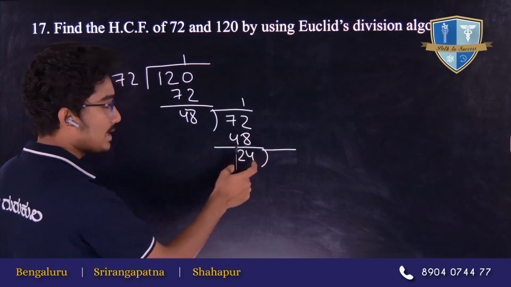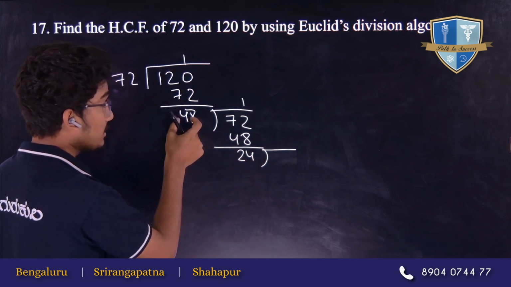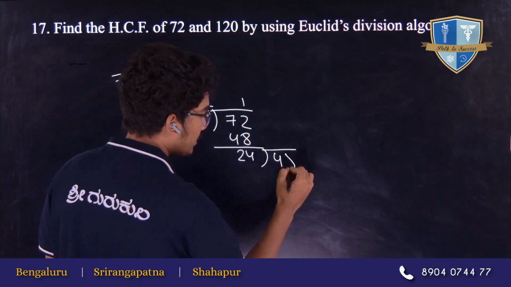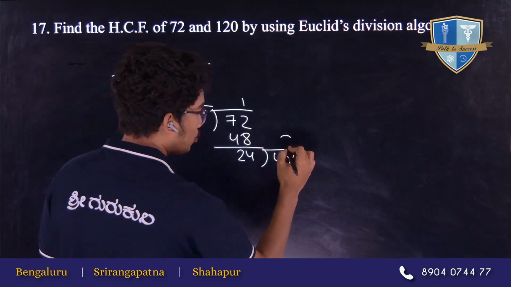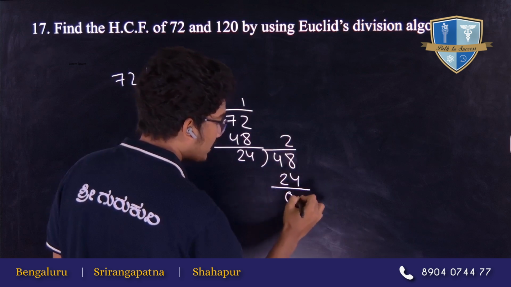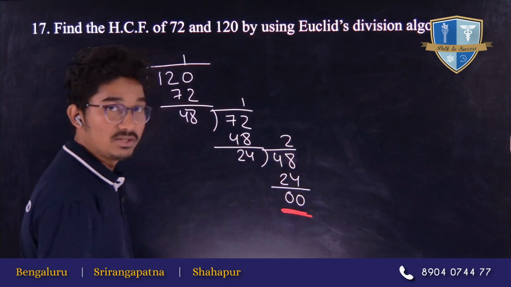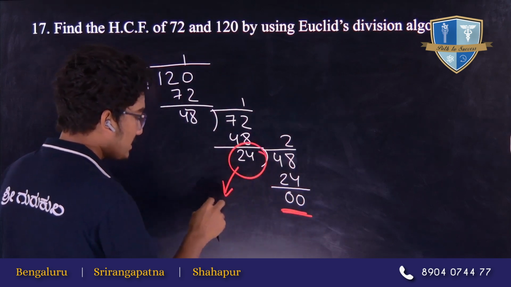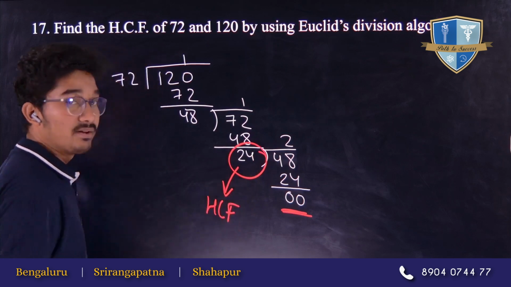Now here we got 24, and we'll again follow the same process. This remainder will become our divisor, and this divisor will become our dividend. So this will be 48. Now this is 2 times 24, and we are getting remainder 0. When we are getting our remainder as 0, our dividend is our HCF. Our divisor is our HCF.